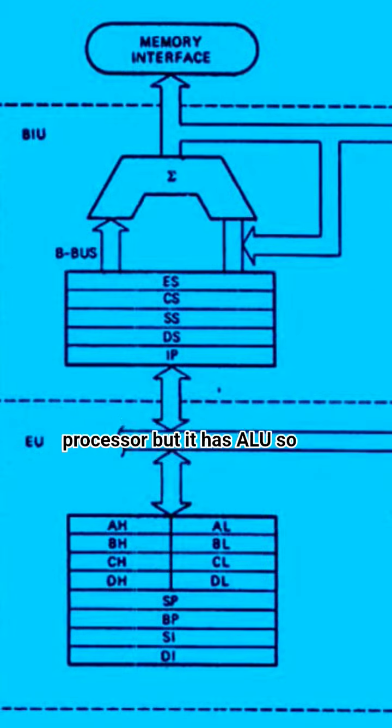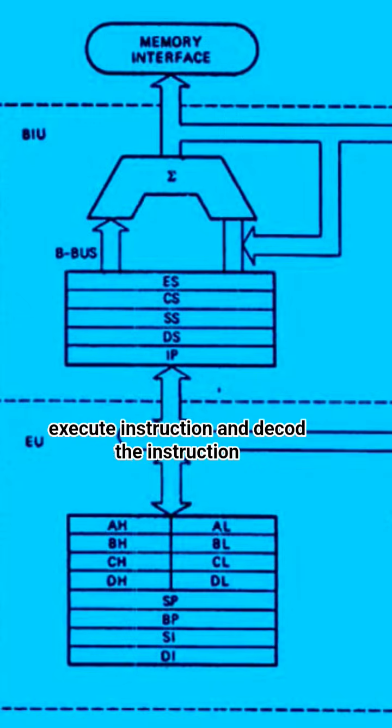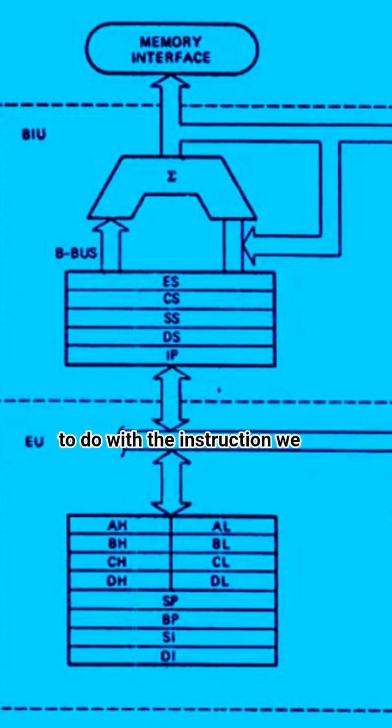So when we go to the execution unit, it is confined or embedded in the microprocessor chip, so it cannot interact with the input output processor, but it has an ALU, so it performs operations, executes instructions, and decodes the instruction. So the control section decodes the instruction and sends control signals like what to do with the instruction we got, how to operate it. Then general purpose registers come. That was the segment register before in the BIU.